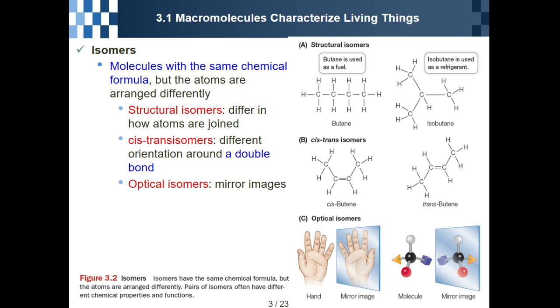Isomer is a terminology for molecules with the same chemical formula, but their atoms are arranged differently. First one is structural isomer. This is butane. How many carbons are there in butane? 1, 2, 3, 4. How many hydrogens do they have? 1, 2, 3, 4, 5, 6, 7, 8, 9, 10. So 4 carbons and 10 hydrogens. This is butane.